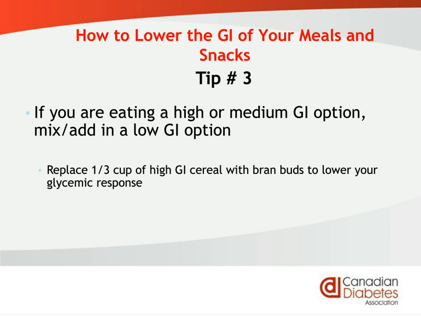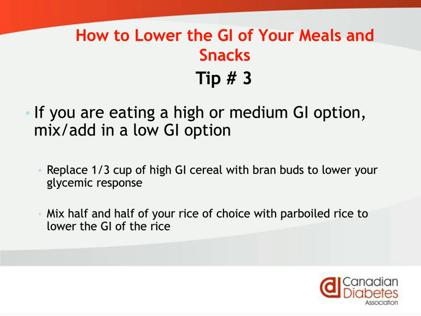You could also mix half and half of your rice of choice with parboiled rice to lower the GI of the rice. So if you really like basmati rice or a sticky rice, or you have a bunch at home and you don't want to waste it, an option to lower the GI is to cook some parboiled rice and mix it in with the higher GI rice.